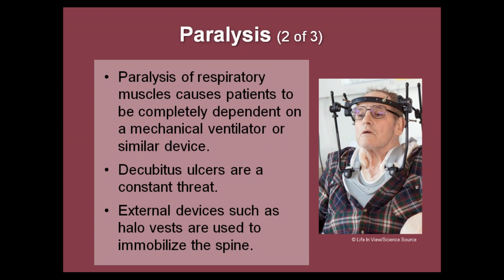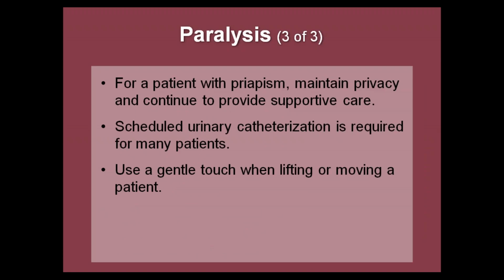So these patients are susceptible to environmental extremes, and this does not always entail a loss of sensation. Just because they can't move something doesn't mean that they've lost the sensation. So for a patient with priapism, maintain privacy and continue to provide supportive care. Scheduled urinary catheterization is required for many of these patients, and use a gentle touch when lifting or moving these patients. Again, these patients may have issues with some of the sensories in their extremities, but also that decubitus ulcer.